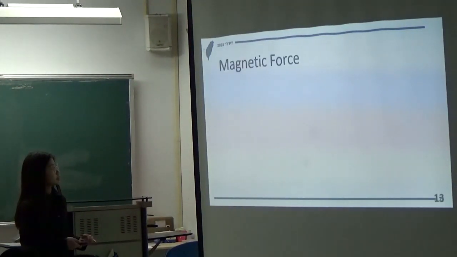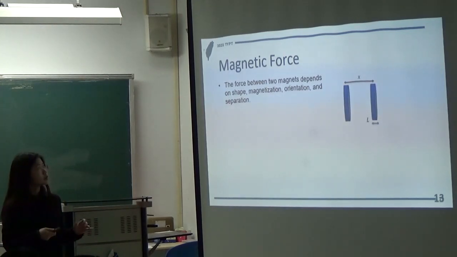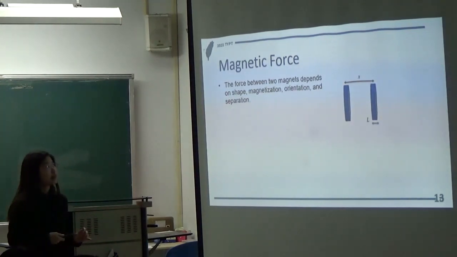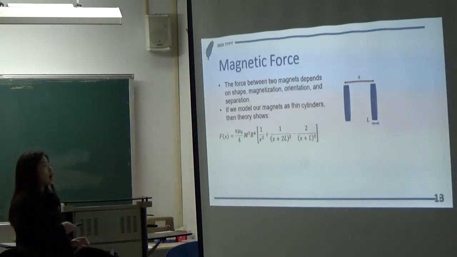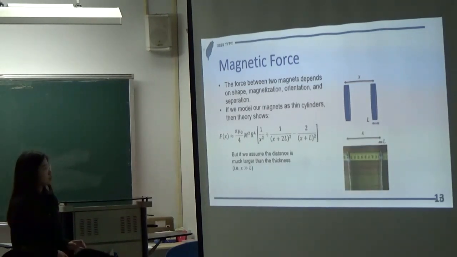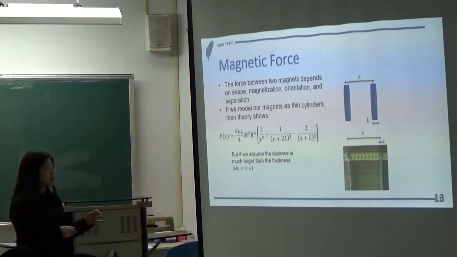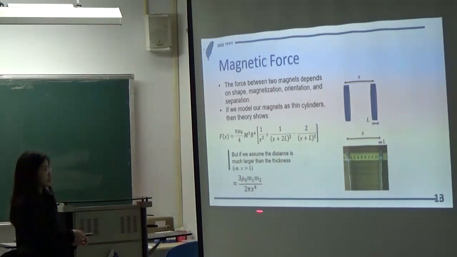And so, investigating magnetism, magnetic force. The force between two magnets depends on the shape, magnetization, orientation, and separation. So if we model our magnets as thin cylinders, then the theory shows that Fx equals this. But if we assume that the distance is much larger than the thickness of these cylindrical magnets, we get that it is approximately this. And so we get that F is inversely proportional to x to the fourth.